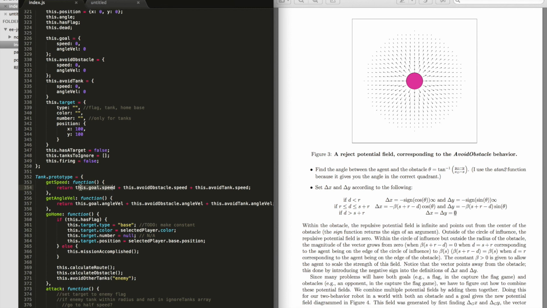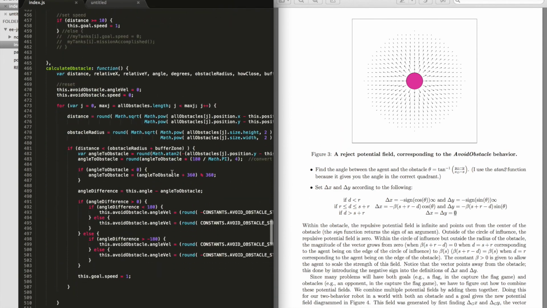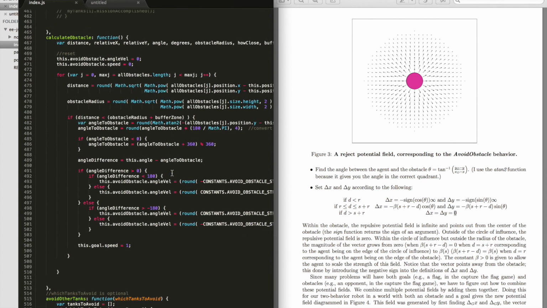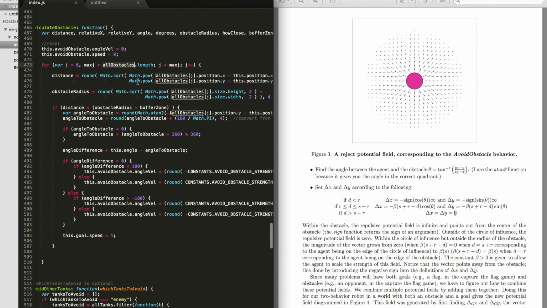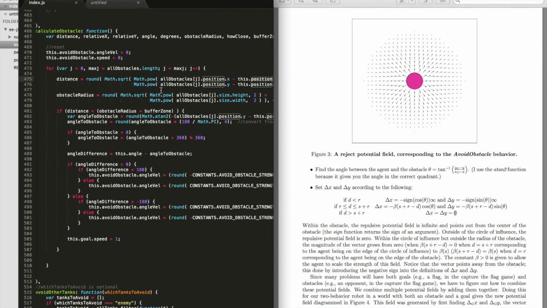As you see in the calculate route function that we just showed you, we set the value to the goal speed and the goal angle velocity. I'll now show you how to get the avoid obstacle speed and the avoid obstacle angle velocity. You scroll down here to calculate obstacle. So the code here is pretty similar to the get path function. So we loop through all the obstacles and get the distance of each one between the obstacle and the tank. And we get the obstacle radius.